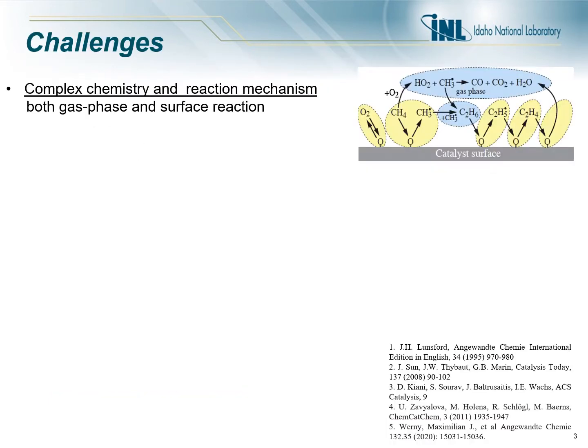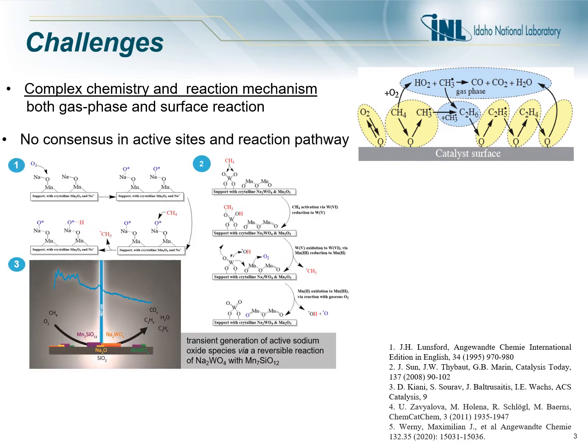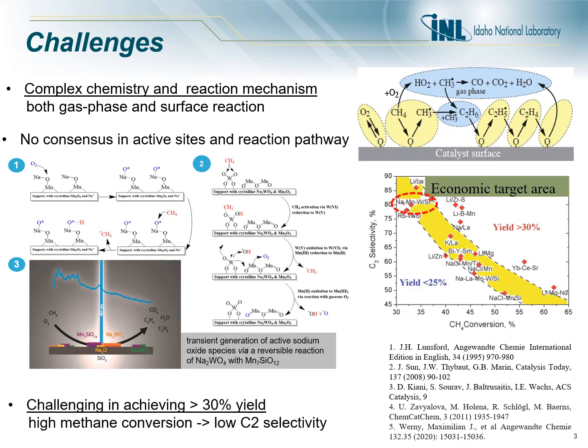OCM has complex chemistry involving gas phase reactions and surface reactions. There is no consensus on the active sites and the reaction pathway, and different active sites have been proposed in the literature. OCM is still challenged in achieving more than 30% yield, the economic target. Manganese sodium tungsten oxide on silica is considered a state-of-the-art catalyst.